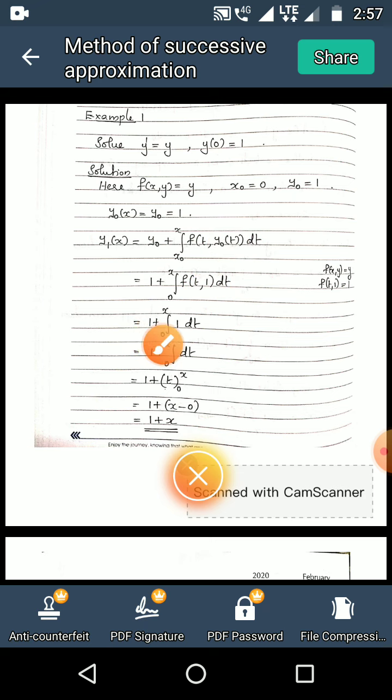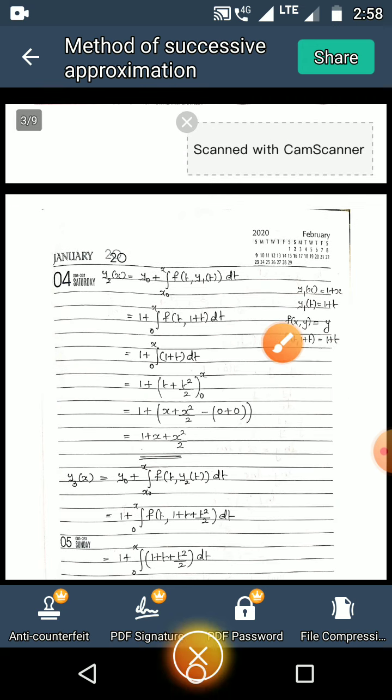So that is 1 plus integral from 0 to x. We know that the function f of xy is y. So f of xy is y. So f of t, 1: in place of x we replace by t, and in place of y we have replaced with 1. So f of xy is equal to y, so f of t, 1 is 1. So putting f of t, 1 equal to 1, and then we integrate, 1 into dt is dt, integral 0 to x dt, that is equal to 1 plus integral dt is t from 0 to x, and we are giving the limits, that is 1 plus x minus 0, so that is 1 plus x.